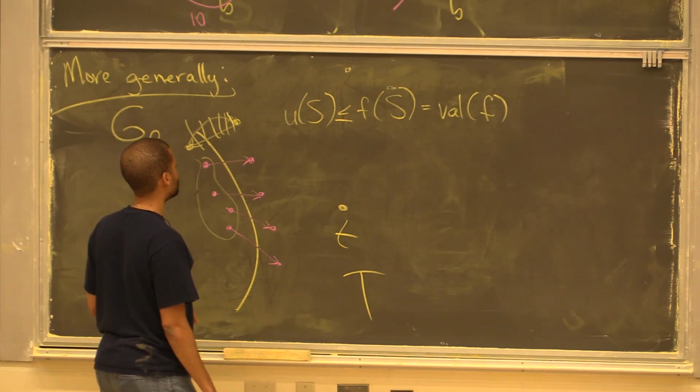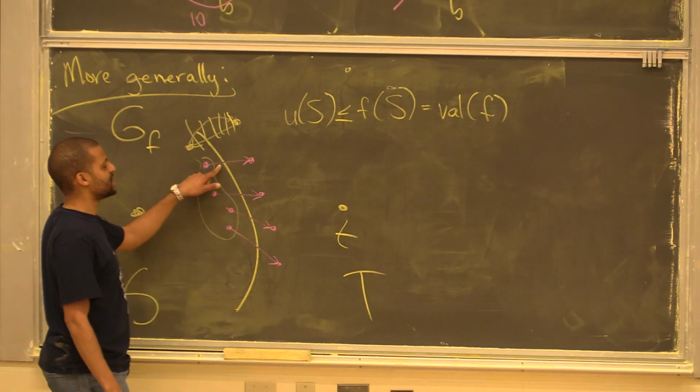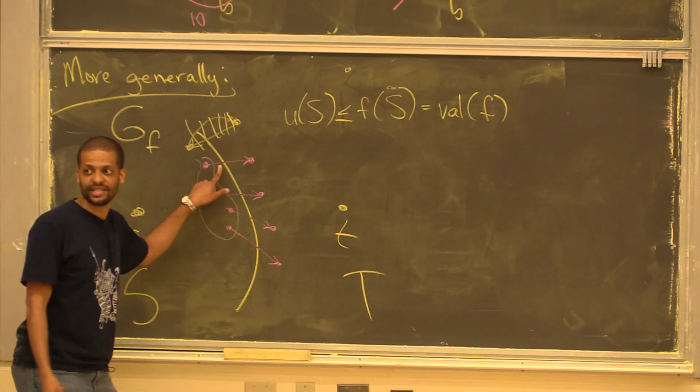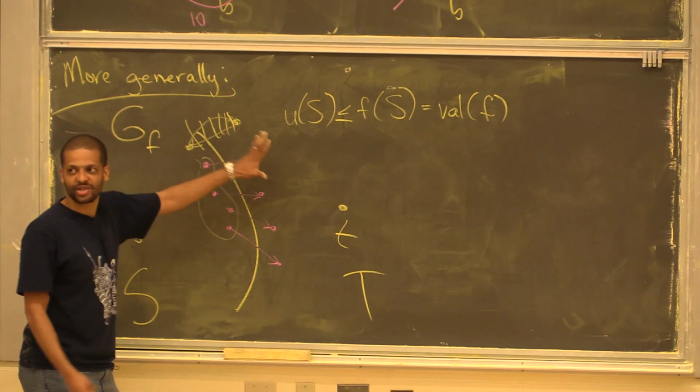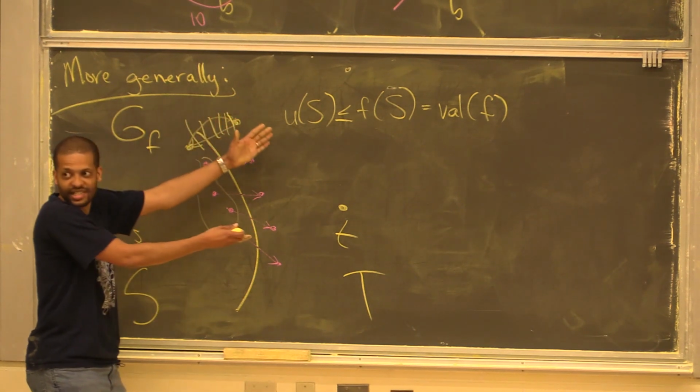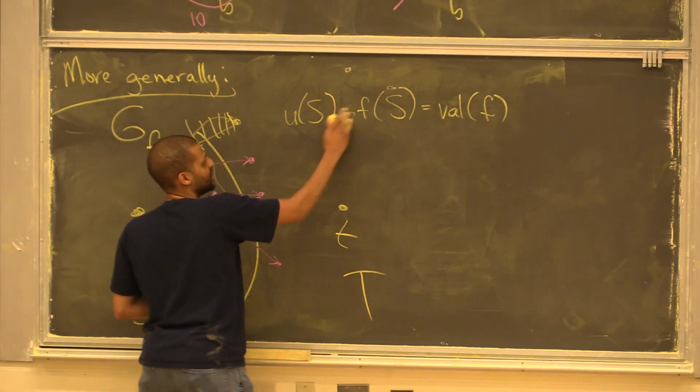And in fact, that's it, because I said the pink is the set of all edges that cross the cut from the S to T direction. So there is no other flow, there's no other edge that's going across here. So that's it. These things are actually equal.